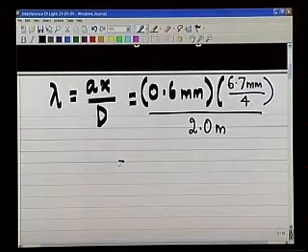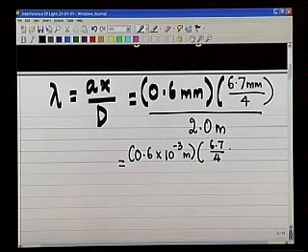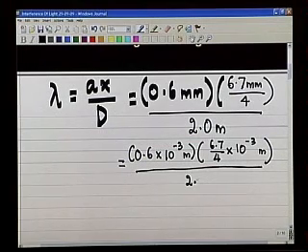Alright, so what do I get? The first step, 0.6 I must multiply it by 10 to the power of negative 3. And this is in meters. Next, I have 6.7 divided by 4. I must multiply it by 10 to the power of negative 3. Again, this is in meters. And at the bottom, I have the denominator. I have 2.0 meters. Okay, let me highlight it for you. I have got meters, meters, meters.